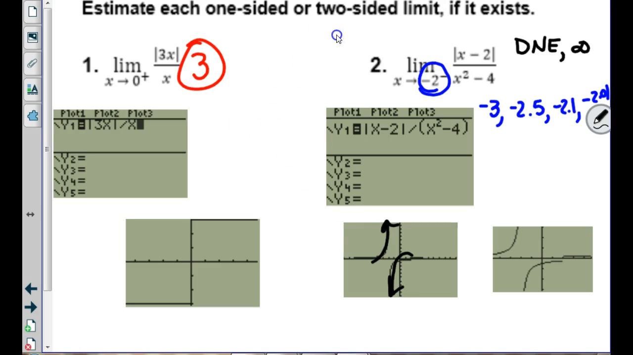Yes, Kelsey. What is happening to this graph as you get close to negative 2 from the left? This is basically saying it's just going up forever, okay? But it does not have a limit, because a limit means a specific value it's getting close to, and this one doesn't.